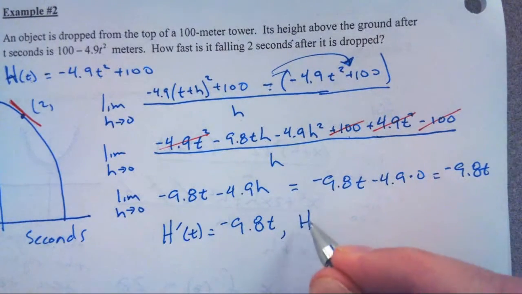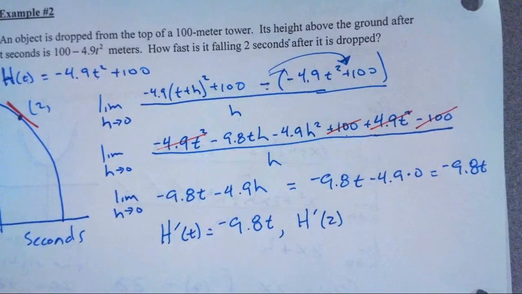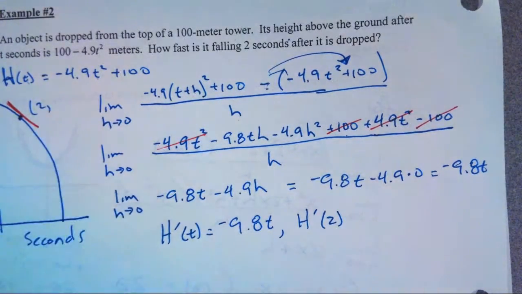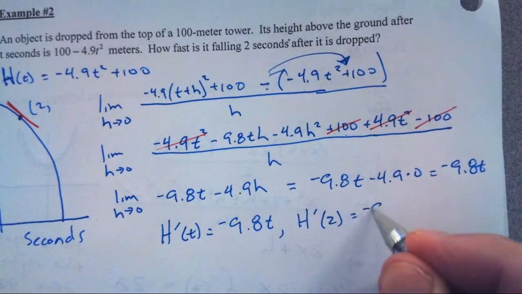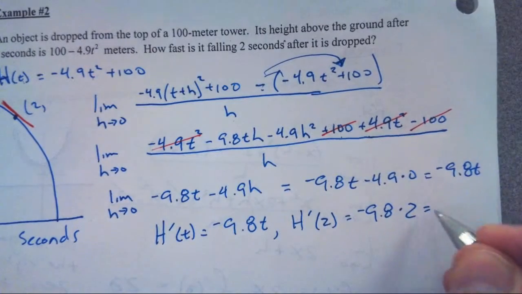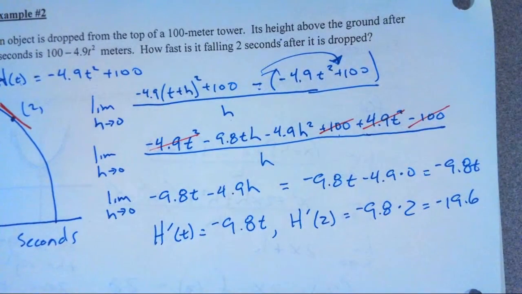I want h prime of 2. I don't want this y value. I want the slope of the tangent line. Negative 9.8 times 2, negative 19.6. Negative 19.6 what? Meters per second. Now, what's the question asked? How fast is it falling?